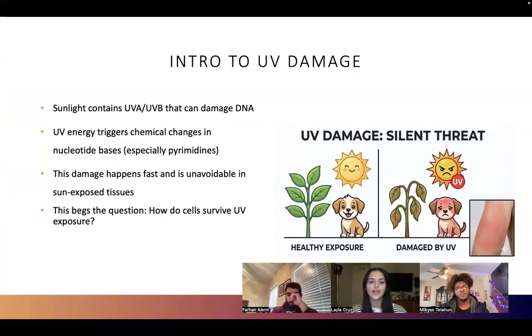Sunlight contains UVA and UVB that can damage DNA. The UV energy triggers these chemical changes in nucleotide bases, especially in pyrimidines, so base pairs like C and T, and this damage happens fast and is unavoidable in sun-exposed tissues. So this leads us to ask ourselves, how do these cells survive UV exposure when the sun is unavoidable and they're in it every day?